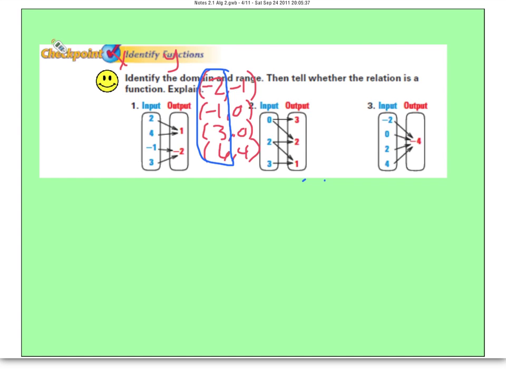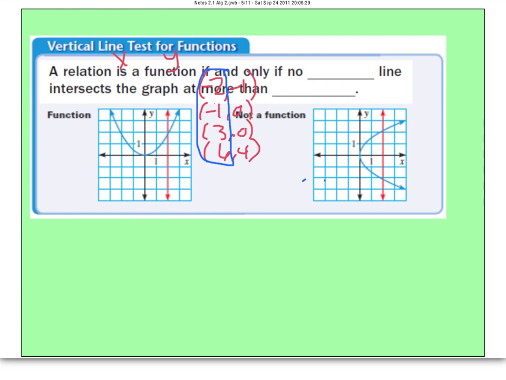Let me just list the domain and range for number 3. The domain would be -2, 0, 2, and 4. The range is just the number 4. There is another way you can tell if an equation or a graph is a function. It's called the vertical line test. And it says a relation is a function if and only if no vertical line intersects the graph at more than one point.